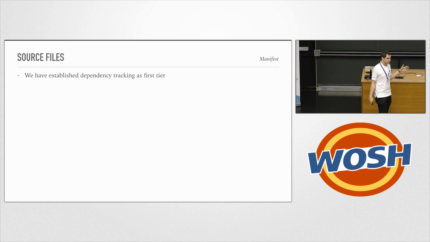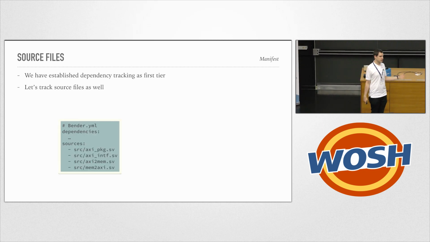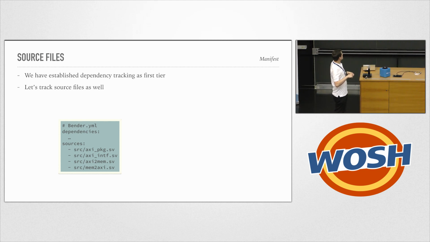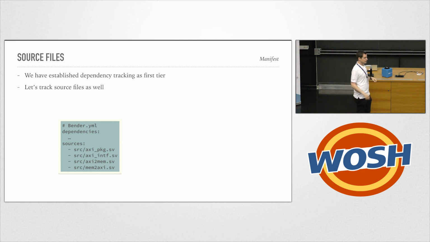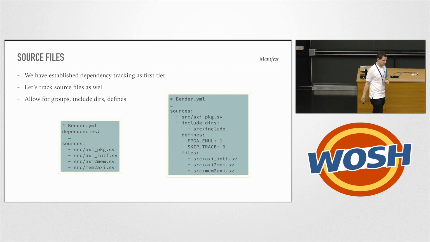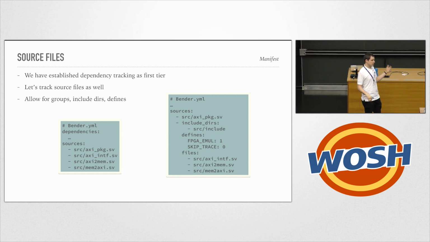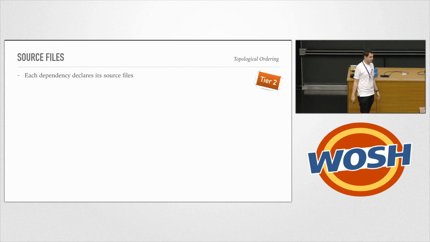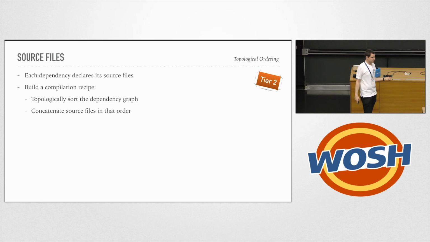So now that we have established the dependency tracking as a first tier, we can track the source files in each IP as well, which is another section in the manifest, called sources, where you can list source files in compilation order. And there's more to that. You can group them, etc. For example, you can add include directories, defines. This all applies to the source files which are underneath that. And this allows you to also describe what source files are inside the IP and what source files you need. So this is the second tier.